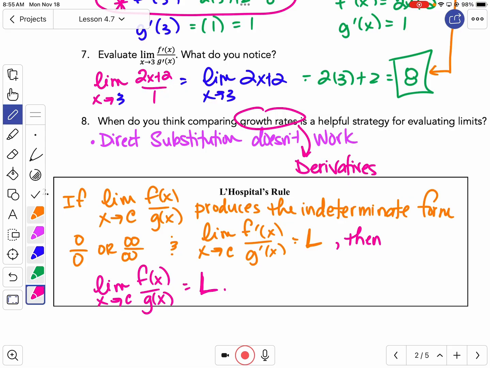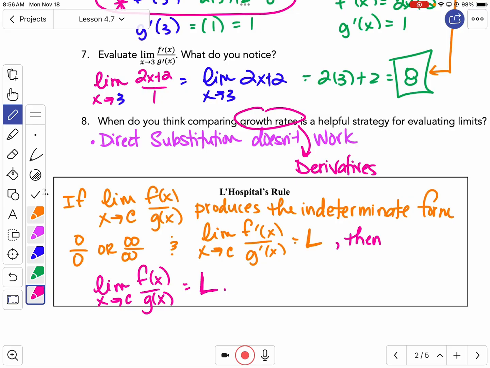Okay, so we have these conditions that are written in orange. We have to produce an indeterminate form, 0 over 0 or infinity over infinity, and the limit of the derivatives has to exist. If it does, then the limit of the original function is the same as the limit of the derivatives. Now here's the cool thing about L'Hopital. It works repeatedly. So sometimes you may take the derivatives and it's still indeterminate. Guess what? We just take another derivative.